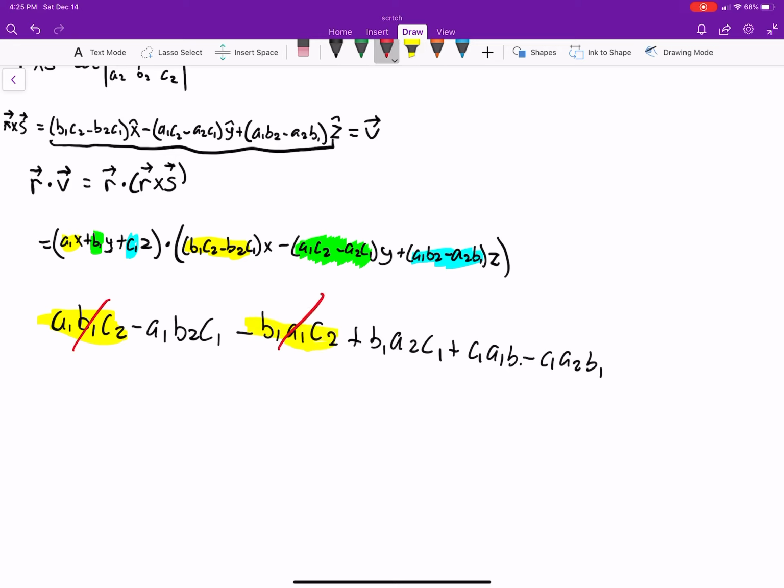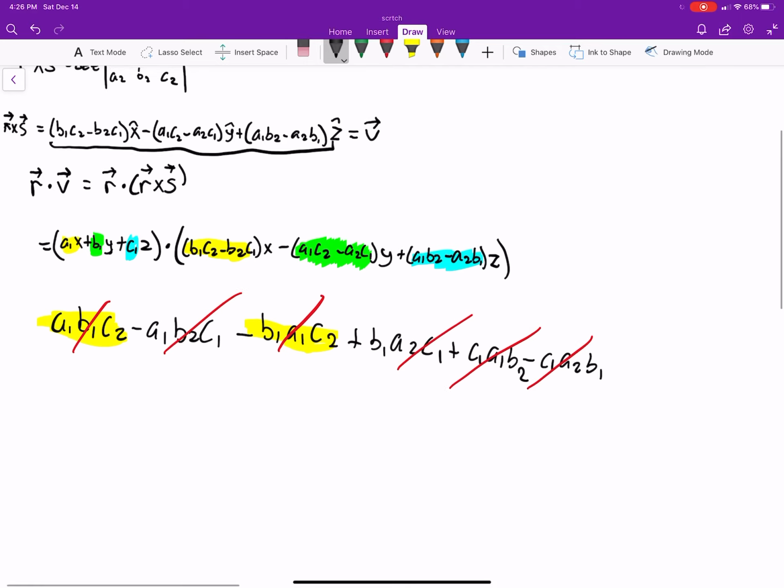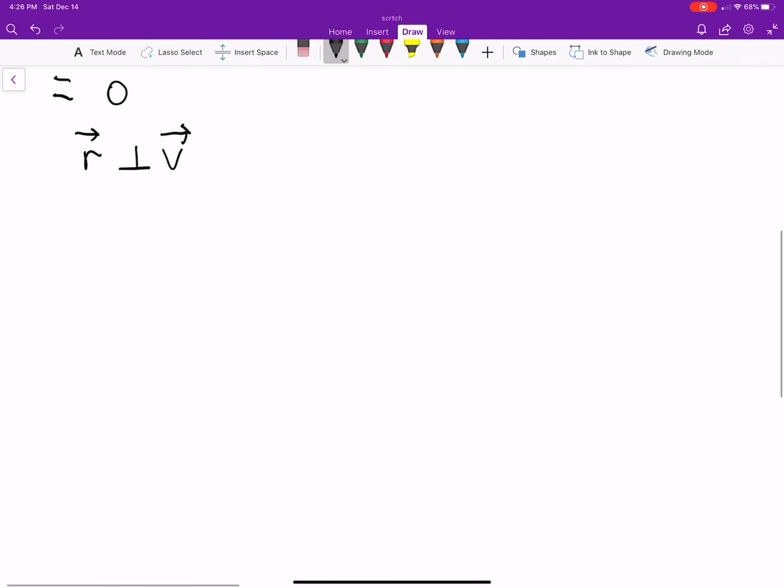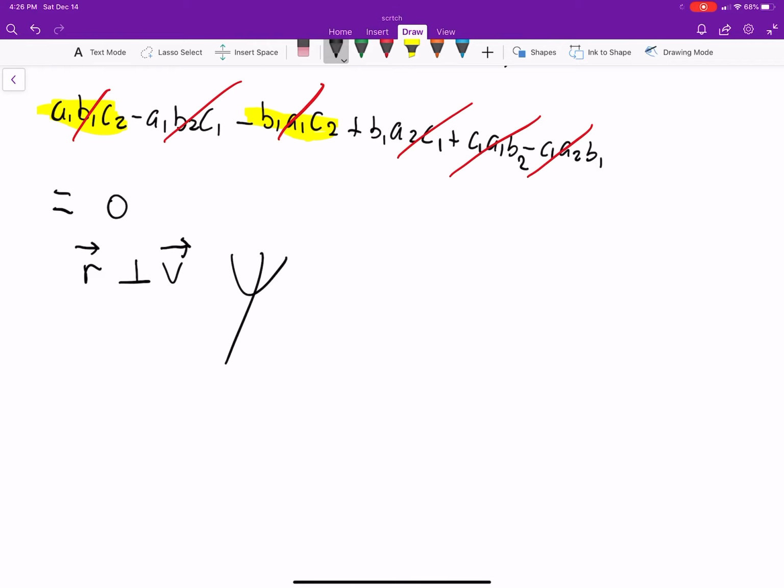So that means these guys drop. We have a minus a1 b2 c1. Now let's see, we need a c1, an a1, and a b2 right here. Yep. And then a b1 a2 c1 cancels here. This is supposed to be a b2, because that's coming from here, and that's a b2. I don't know why I thought that was a 1. So this is all equal to 0. So what does that mean? That means r is perpendicular to v. And you can do something similar with s. I recommend doing that actually. But this shows that it's perpendicular.